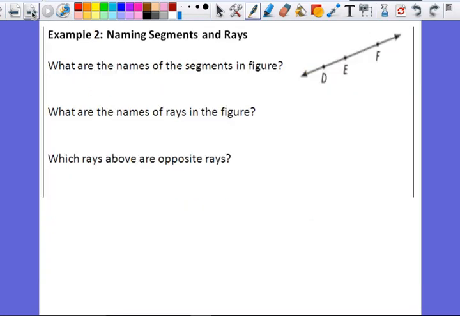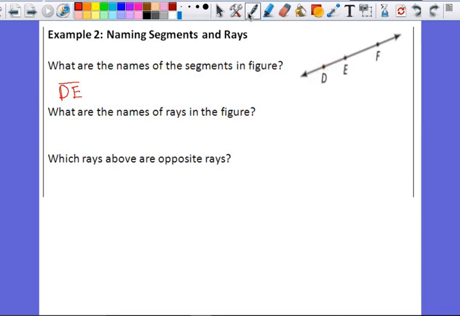Next up, naming segments and rays. What are the names of the segments in the figure? So we're just going to do a couple here. We're not going to do every single one because it takes a while to do that. To name a segment, guys, you just need to get 2 points and make sure that they're ending there. So the first one I'm going to say DE. DE would give us 1 segment right here. All right? And it tells me that it ends there.